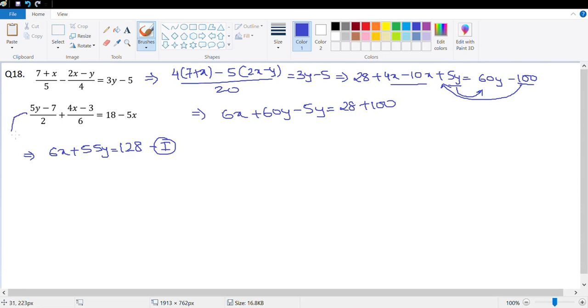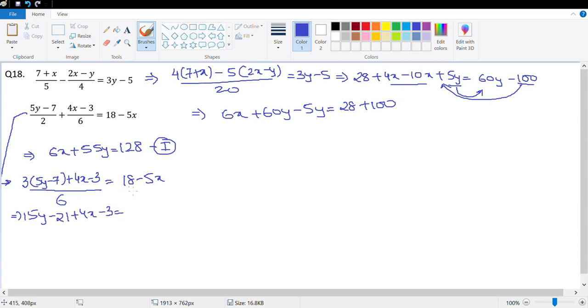Now let's work with the other equation. The LCM of 2 and 6 is 6, so the first term gets multiplied with 3. So 3 times (5y minus 7) plus 4x minus 3 is equal to 18 minus 5x. Yes, that's correct, which means 15y minus 21 plus 4x minus 3.